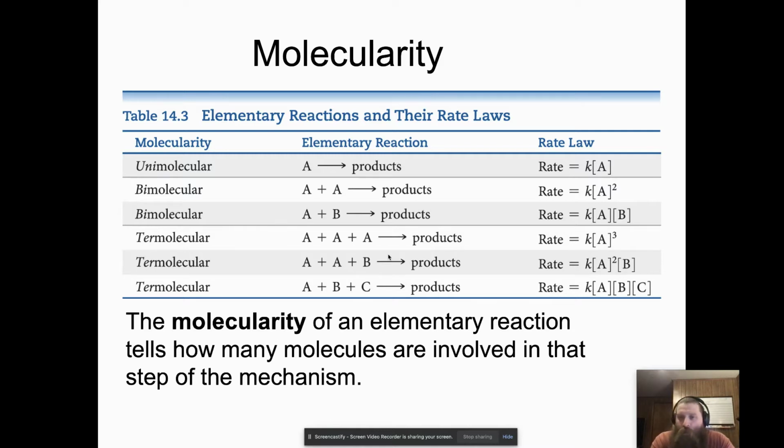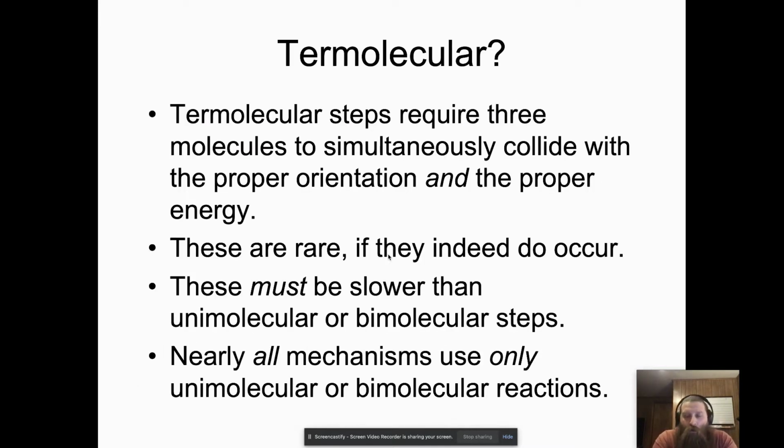Now, earlier I told you that a lot of times those m and n numbers on the rate law were 0, 1, or 2. And the reason for that is that unimolecular activities, where one molecule is involved, are very common. Bimolecular reaction steps, where two molecules are involved, are very common. But termolecular, where three different molecules are involved, are rare if they actually happen at all.